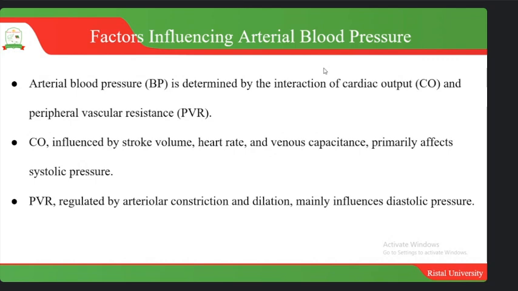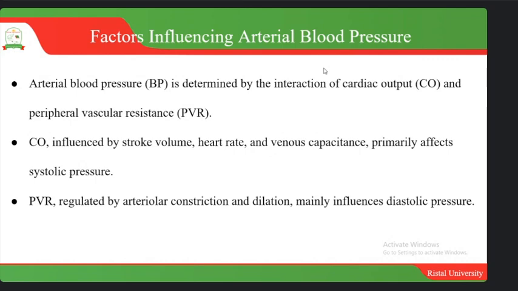And then also the cardiac output can be influenced by the stroke volume, heart rate, and the venous capacitance, primarily affecting the systolic pressure. So the cardiac output can be influenced in several ways, and they say the stroke volume, that is the amount of blood that is pumped with each beat, and also the heart rate. If the heart rate is very high or very low, it will also affect the cardiac output. So all this can contribute to the cardiac output of an individual, which will affect the perfusion of the other parts of the body.